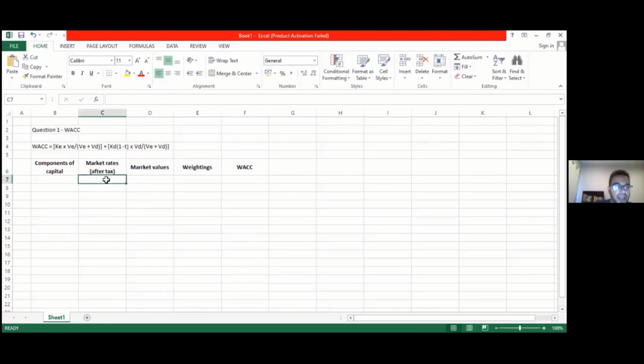Our WACC is going to be market rate multiplied by weighting. So just keep that in mind: market rate multiplied by weighting.